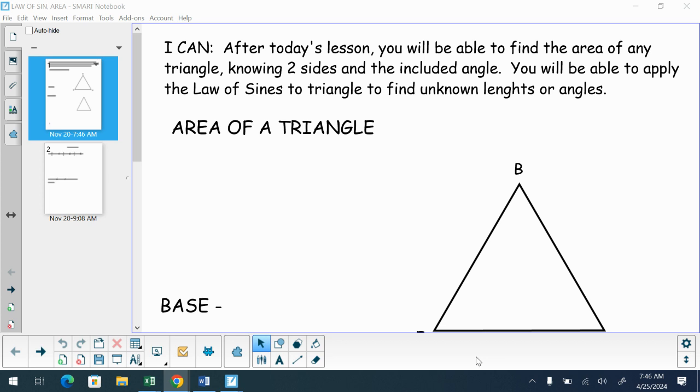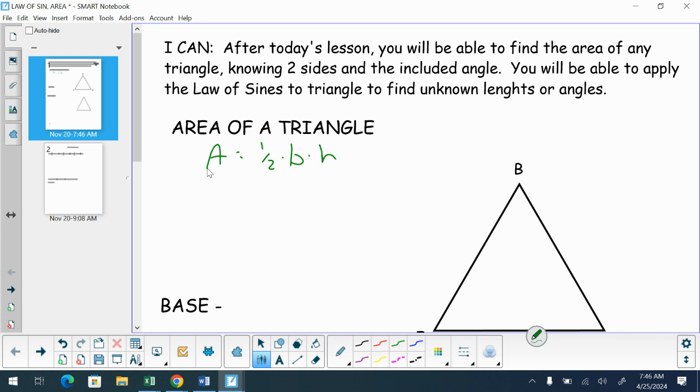Question is, how do we calculate the area of a triangle? Kicks back into our geometry days. Okay, 1/2 A times B, which is called a base times height. So we have our area is equal to 1/2 times our base times our height.